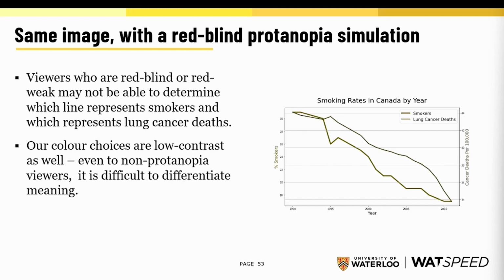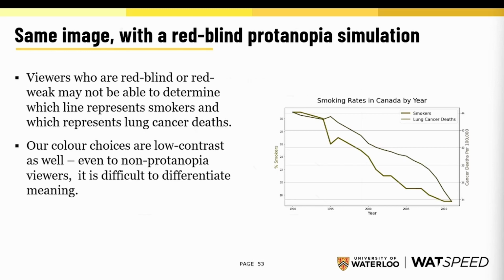Even if our viewer was not color deficient, our color choices already are low contrast between each other. Depending on the screen you're looking at, it might have been hard to differentiate meaning between these two line graphs.